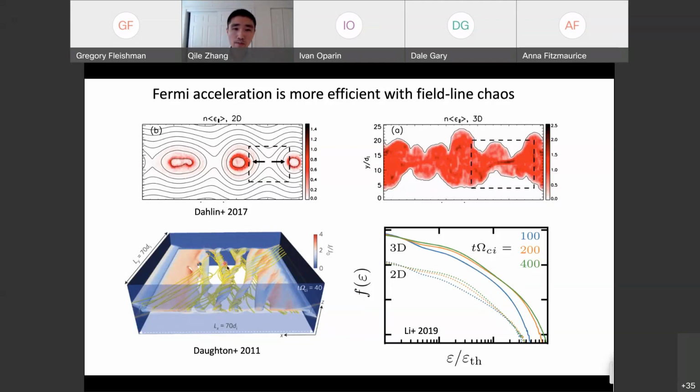However, this mechanism of field line chaos, shown on the left, only applies to the regime with a higher guide field, the strong guide field regime. But in this regime, the Fermi acceleration is inefficient. So we have this question: can we have this low guide field and field line chaos at the same time, so that the Fermi acceleration could be the most efficient? And that's also a question we will answer in this talk.